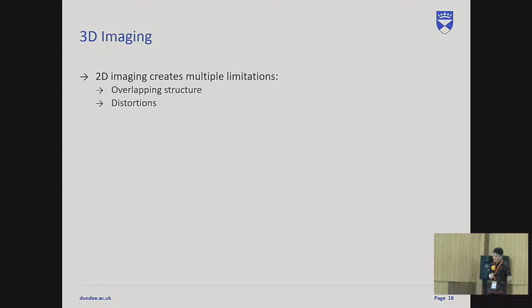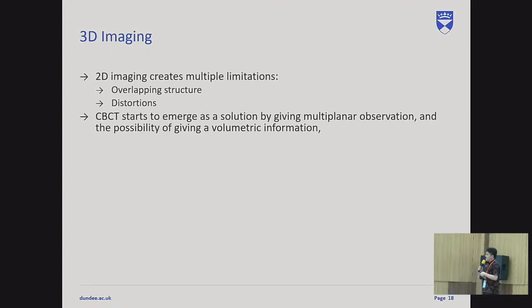And we can see that in the previous image, mostly we use 2D imaging, and there are multiple overlapping structures and multiple distortions. Therefore, we want to eliminate that, and CBCT starts to become more common, with the possibility of gathering volumetric information. But you need to know that CBCT is not exactly 3D, it's just 2D images stitched together to create a visualization of 3D. So it's not magic.